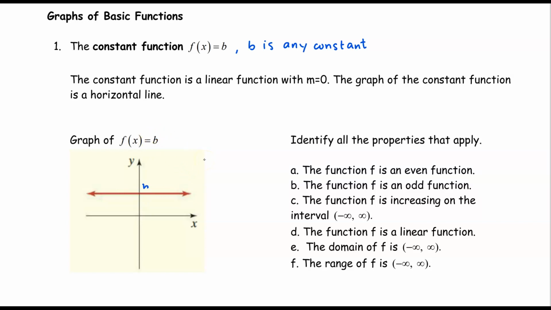Suppose this is b. The y value is b. So any constant function of the form y equal to b or f of x equal to b will have a graph that looks like this. The slope here is equal to 0. It is a horizontal line. Now, let's identify all the properties that apply to a constant function.